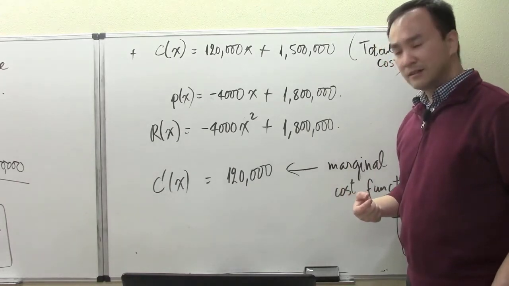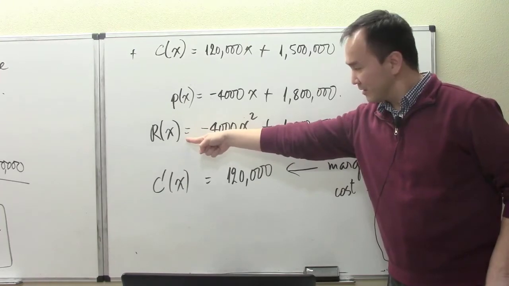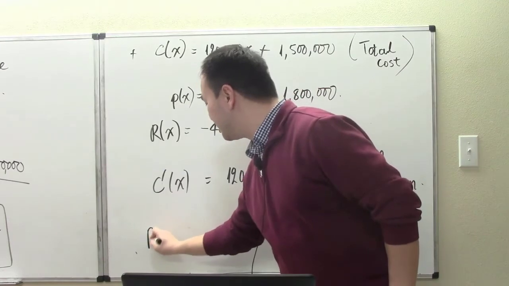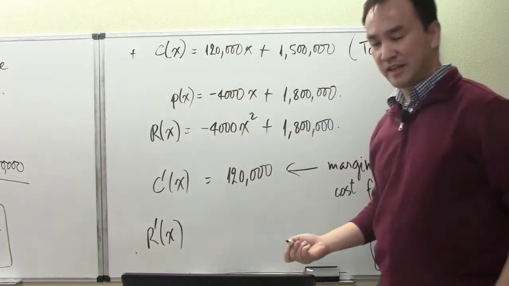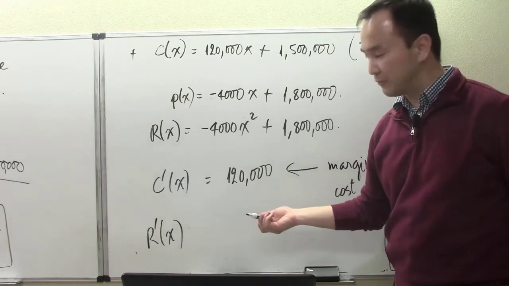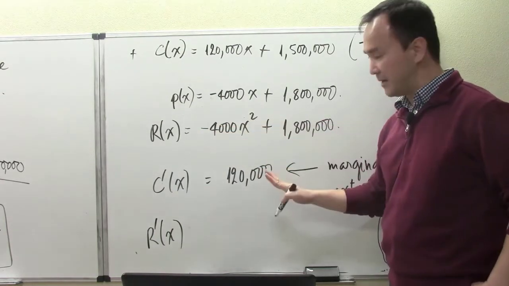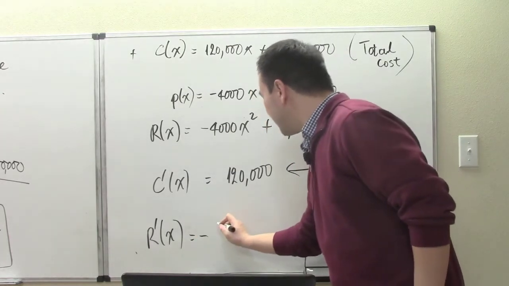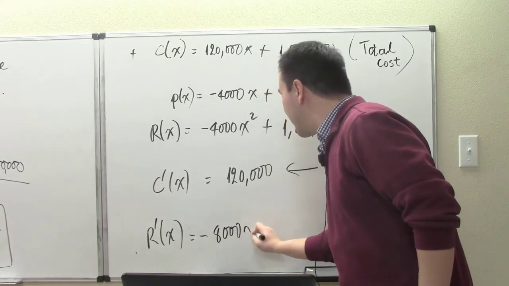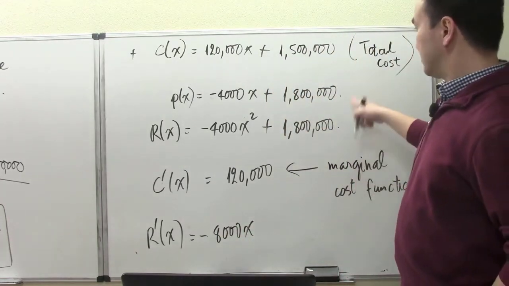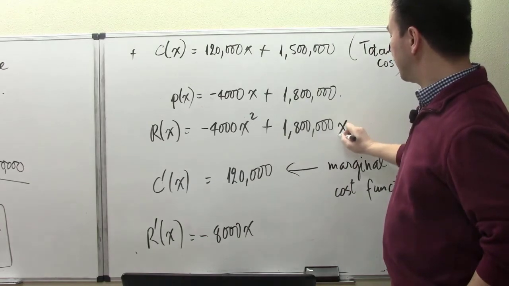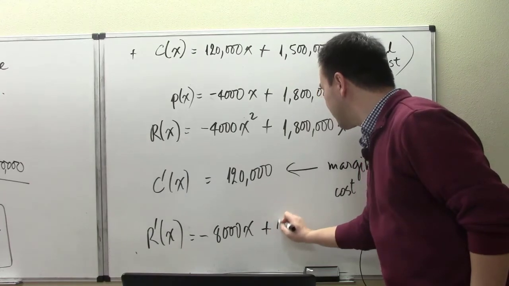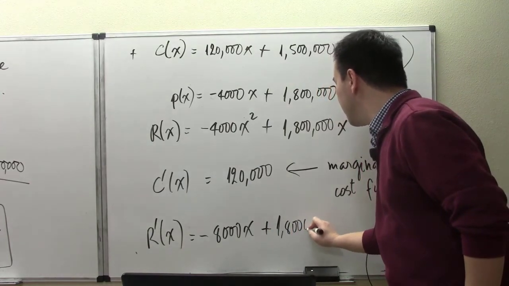Okay, and the revenue function. Well, we already found our revenue function. Then we can also find R prime of x. And once again, for students who have done some derivative work, finding R prime of x is simple with a function like this. We are going to get minus 8,000 x. And I believe I had a typo here. I skipped that x there. But that now is going to give me plus 1.8 million.